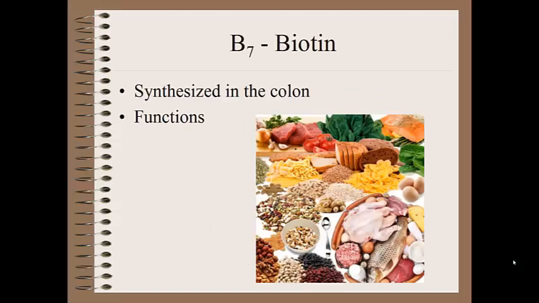Alright, B7 or biotin is synthesized in the colon of the horse, in the hindgut. Okay, it is one of the vitamins that contains the mineral sulfur. It is a coenzyme that is needed for cell reproduction. So when a cell is about to die and it is reproducing into another cell to take its place, biotin is needed for that. And this is why it is so important for hoof quality, because hoof cells grow, they die, and then they're replaced by new ones, and biotin is extremely important for that regrowth of the horse's hoof.